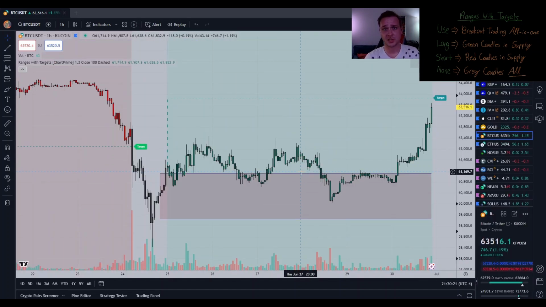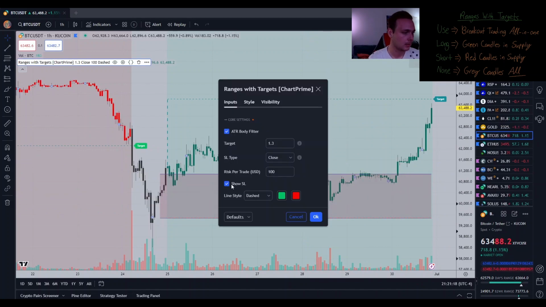So for a long signal, you're going to want the candles to be green here, and then you're going to want to be loading up your long position in the supply zone, which is going to be defined by this purple box right here. And you're also going to want to go in the settings here, click the hexagon, and on inputs, make sure the ATR body filter is set, as well as the show stop loss right here.